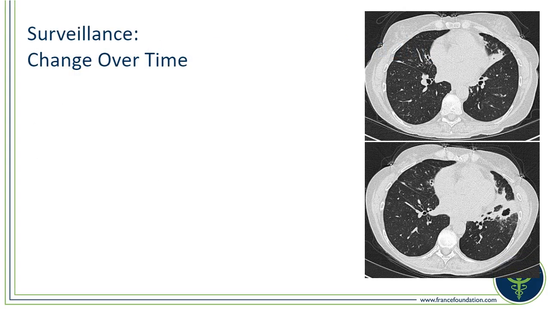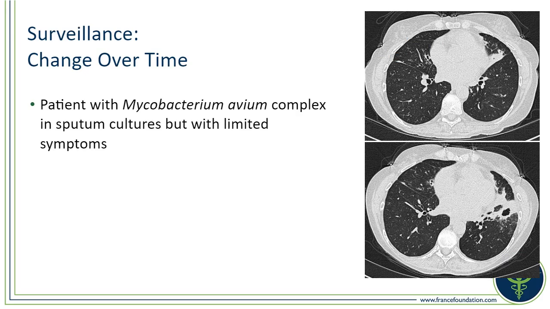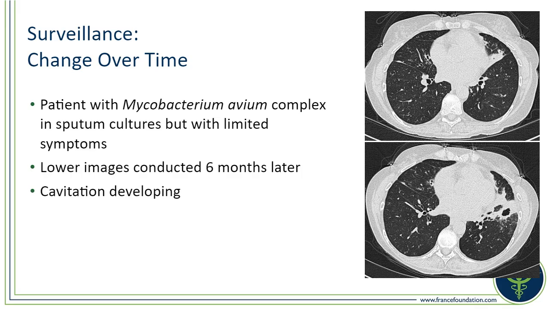In this example, the patient had surveillance on the initial exam. We can see consolidation in the lingula from a MAI infection, which was found in the sputum cultures. And the lower images were obtained 6 months later, and we can see progression of disease with cavitation.